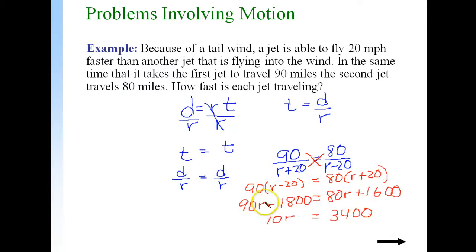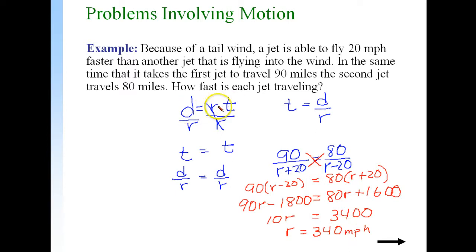Okay, so we did a little multiplication, distribution, transposition, and we end up with 10r equals 3,400. Divide both sides by 10, we get r equals 340 miles. So, how fast is each jet traveling? 340 miles per hour.